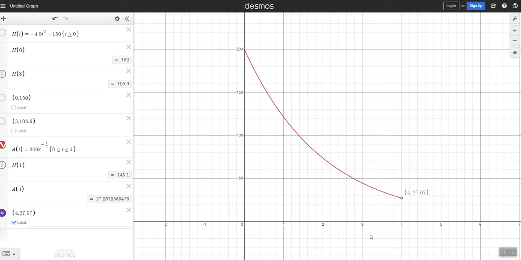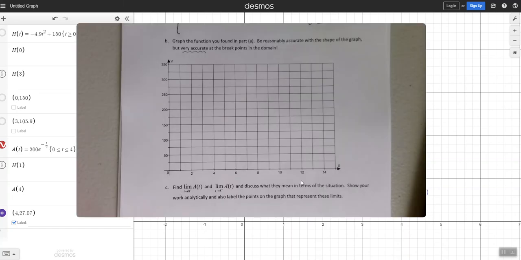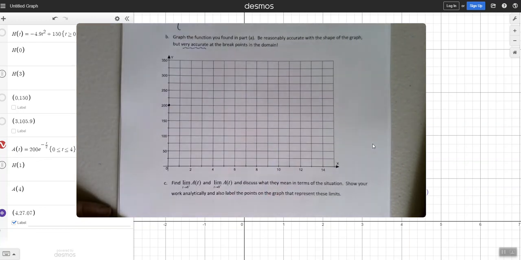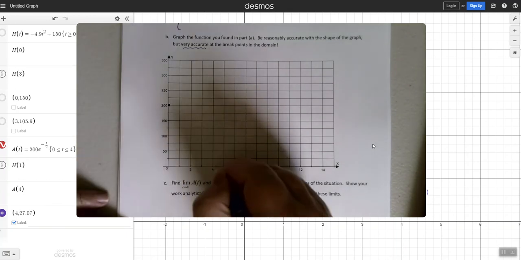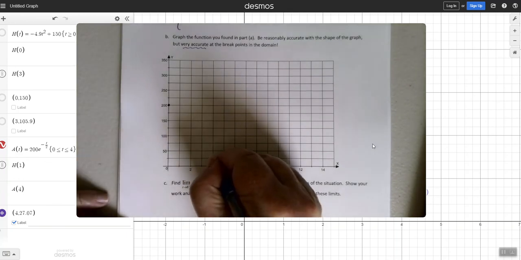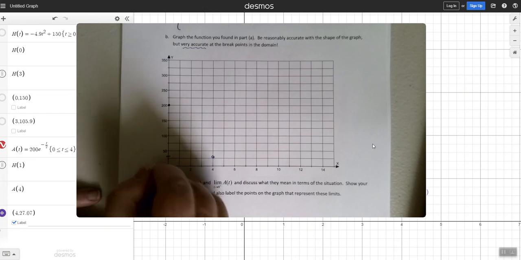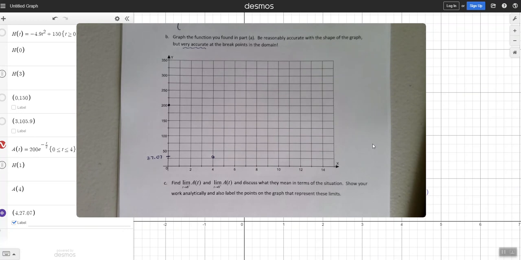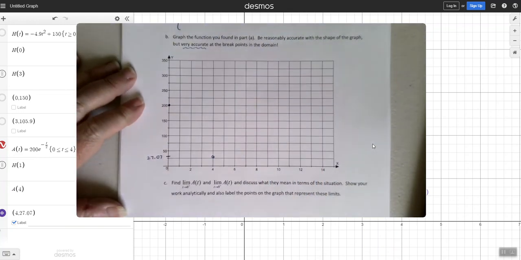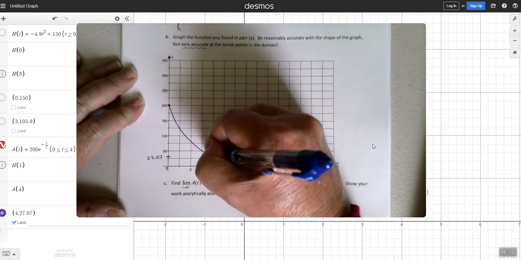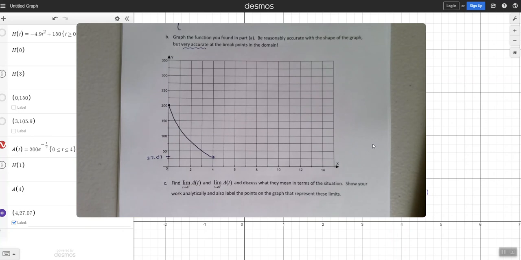Back on my paper, we have the 0 to 100 where we started. At the 4-hour mark, we were at about 27, so that would be 25, just slightly above that. I'm going to put an open circle, and over here I'm going to label that 27.07 actually, for any reader who may be looking at this later. And then again, that's my very accurate part, and then I'm going to just go ahead and do a reasonable approximation of that exponential decay curve that we saw in Desmos.